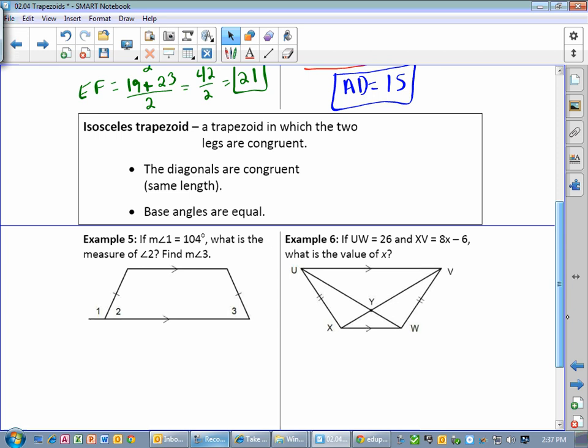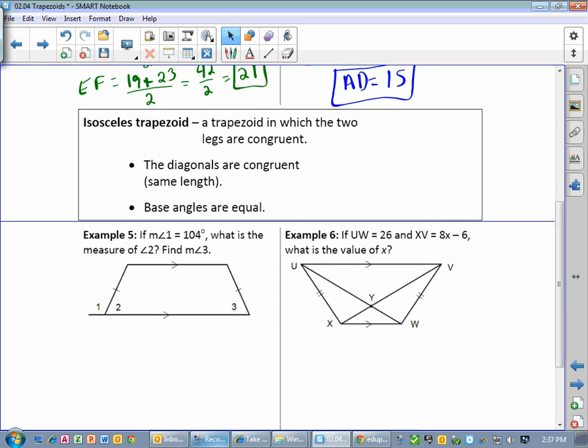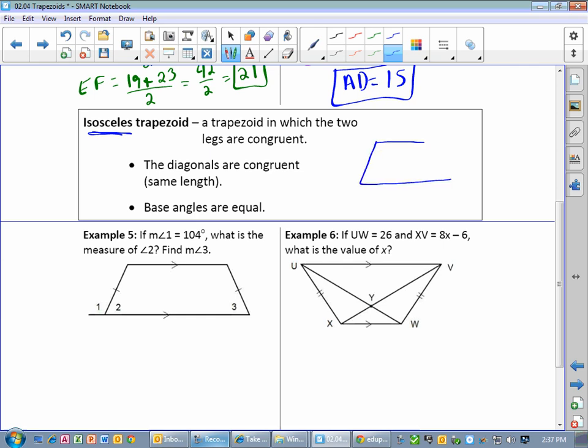So, one specific type of trapezoid is called an isosceles trapezoid. Now, with triangles, what does that mean if it's isosceles? Two congruent sides. Well, guess what? Trapezoids are the same. A trapezoid with two congruent legs. So we've got a pair of parallel sides, and then these two legs also have to be congruent for it to be an isosceles trapezoid.